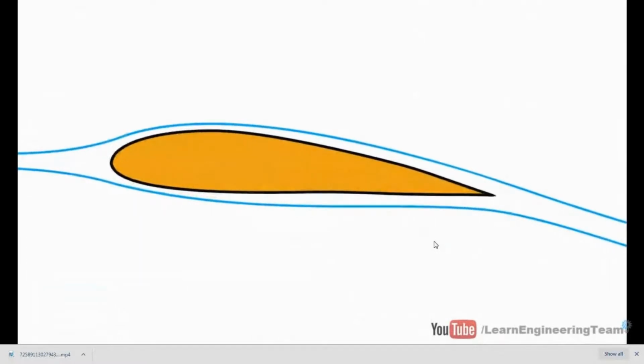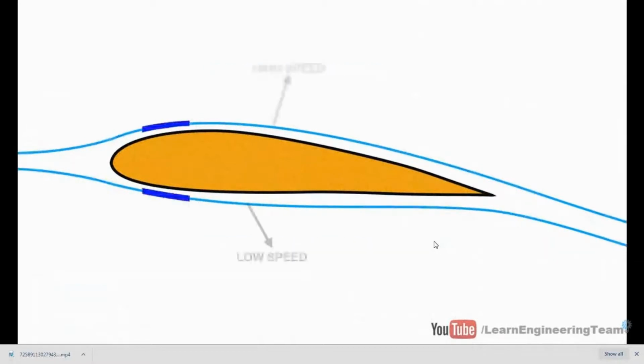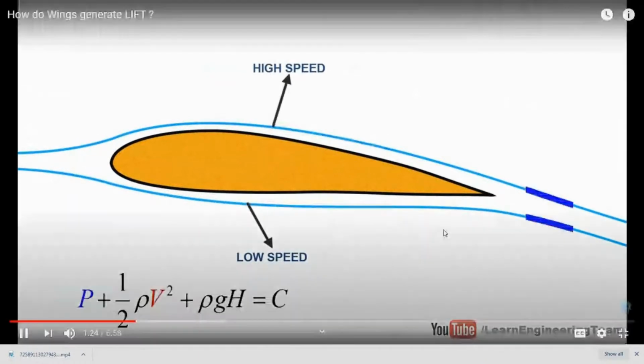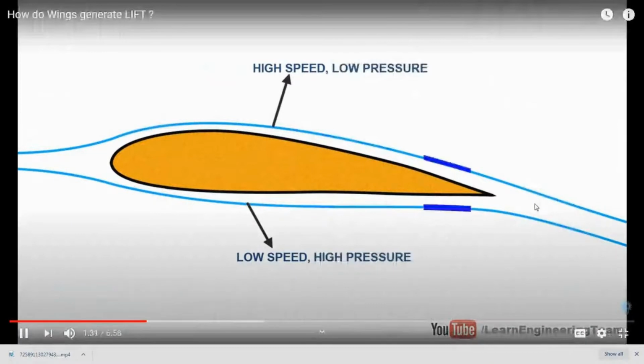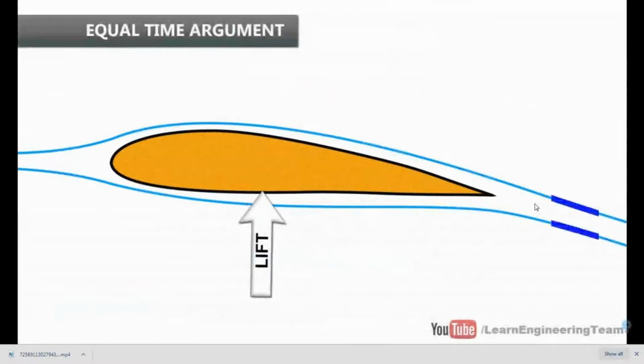The particles on the upper surface should travel a greater distance than the particles on the lower surface. Since both particles should reach the trailing edge at the same time, the upper surface particles should have more velocity than the lower surface particles. This means that according to Bernoulli's principle, there is more pressure at the bottom and less pressure at the top surface. The difference in the pressure generates lift. This argument more specifically is known as the equal time argument. The equal time argument is a beautiful way to explain lift, but it's completely wrong.